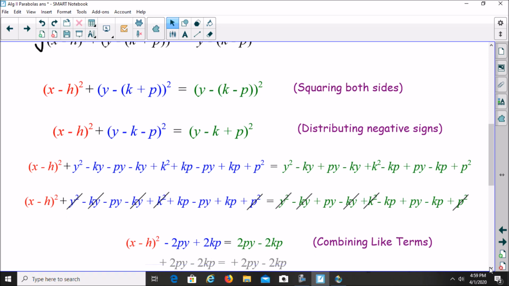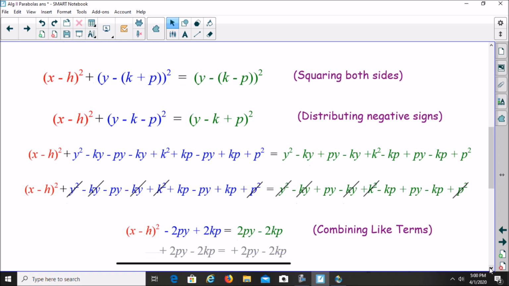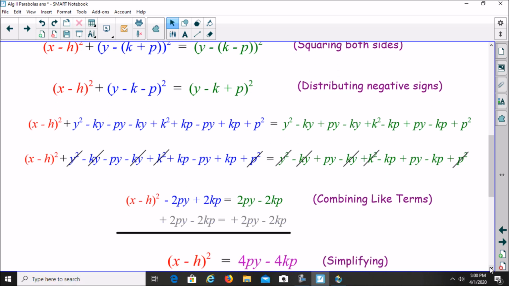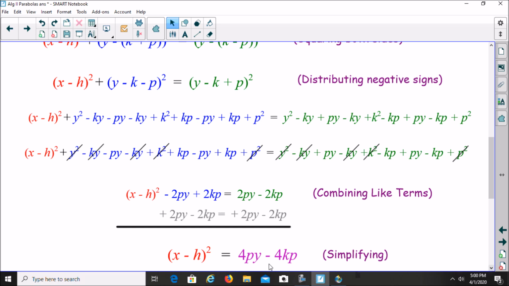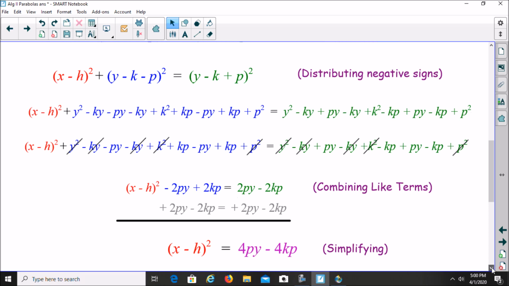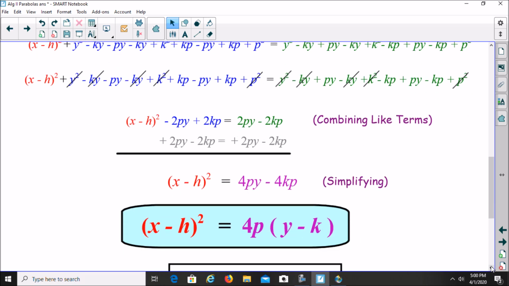Instead, if I add 2py to both sides and subtract a 2kp from either side, we end up getting x minus h quantity squared equals 4py minus 4kp. On the right-hand side, I can now factor out a 4p. And once I do that, I have the standard form for a parabola. That is x minus h quantity squared equals 4p times quantity y minus k.